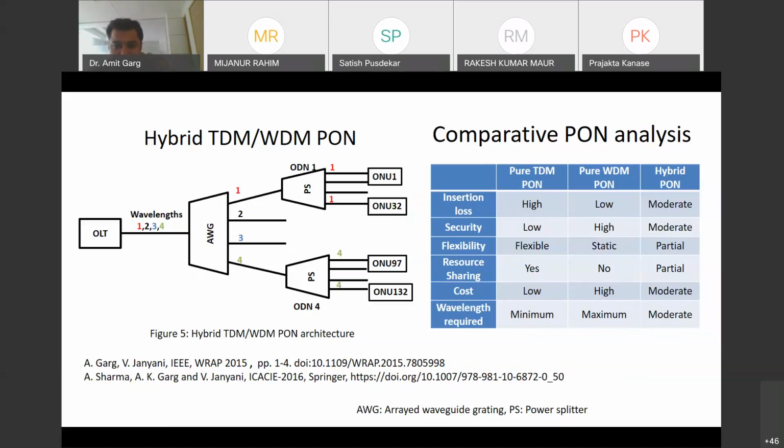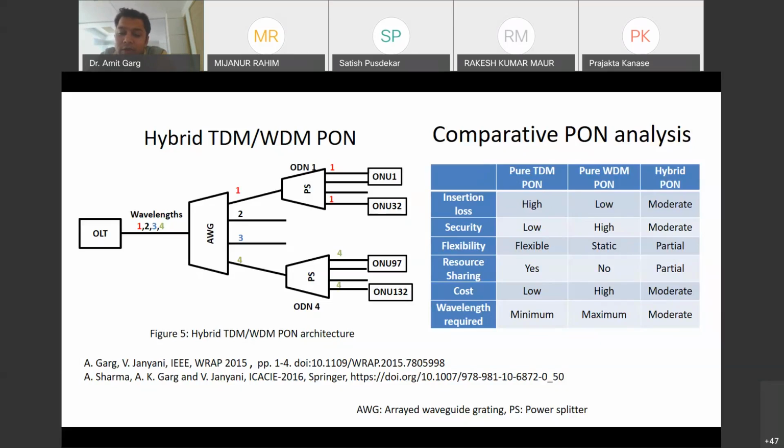Resource sharing is, in pure TDM PON, yes, possible. In WDM, no, because dedicated transmitters are there. Hybrid, yes, moderate. And cost for TDM PON low, for WDM PON high, and for hybrid it is moderate. And wavelength requirement for TDM PON it is minimum, so we can say only one wavelength can serve all the users available in the network.